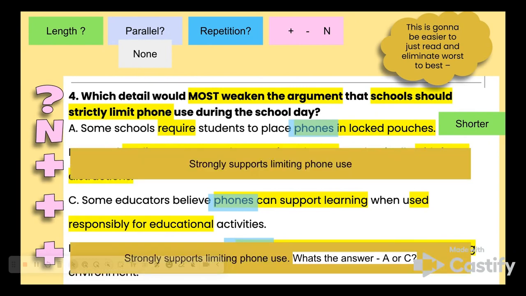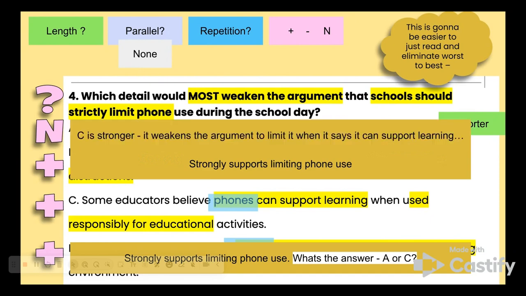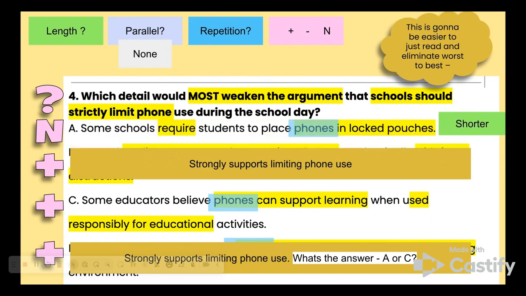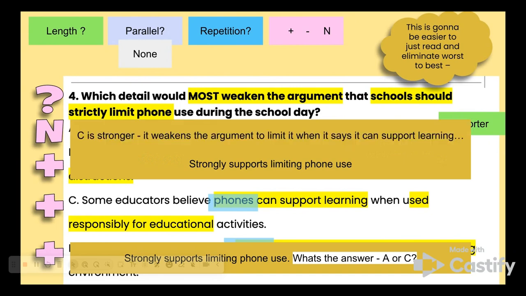We need the weak one, right? So between A and C, which one's best? C is stronger. A is just talking about putting their phones in locked pouches. Again, that would support limiting the phone use. So C, when it says some believe they can be used for educational activities, that is actually going to weaken that argument.